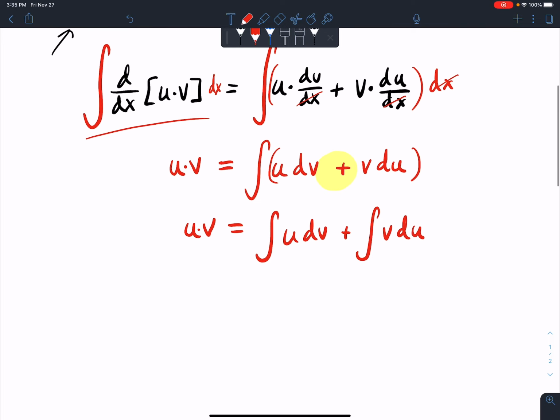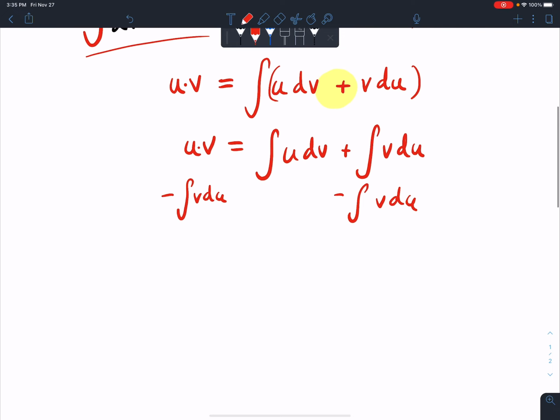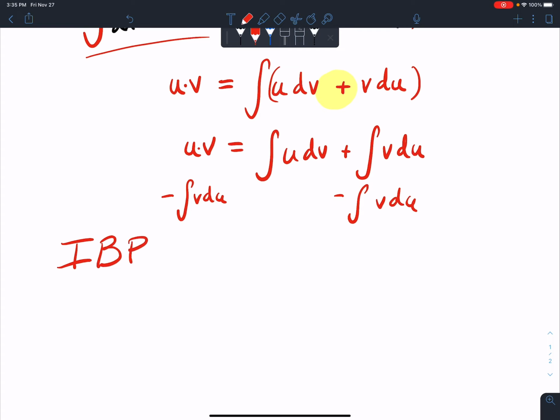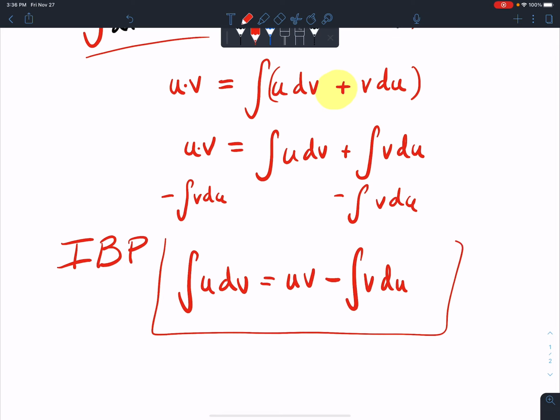And so now for the final step, I'm going to subtract the integral of v du from both sides. And I end up with the integration by parts formula, abbreviated IBP, which is the integral of u dv equals u times v minus the integral of v du. Okay? So this is the formula you need to be walking away with.